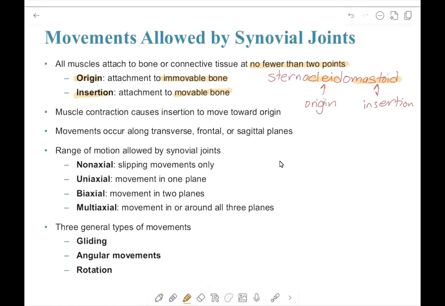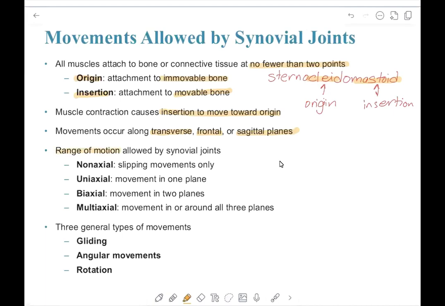So the muscle contraction causes the insertion to always move towards the origin, and it moves along different planes: the transverse plane, the frontal plane, or the sagittal plane. Because of how it's moving in these planes, that's what's going to dictate the range of motion, the ROM.